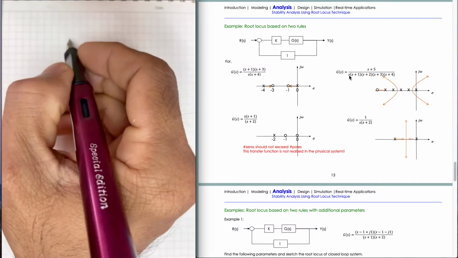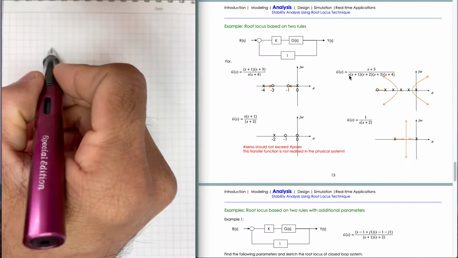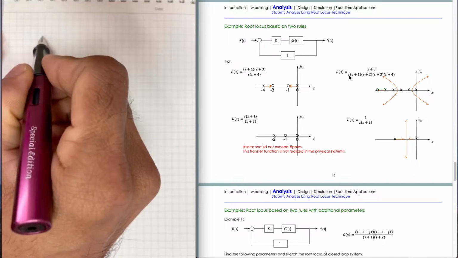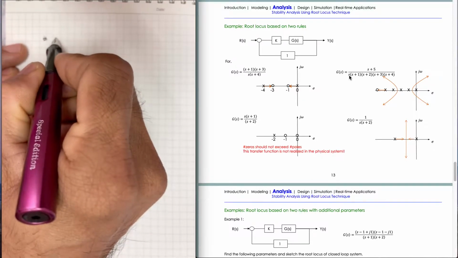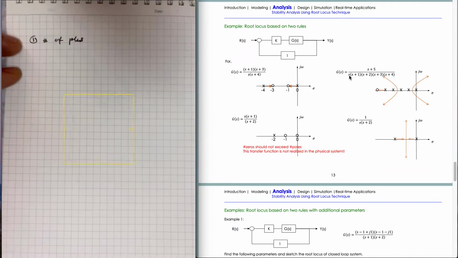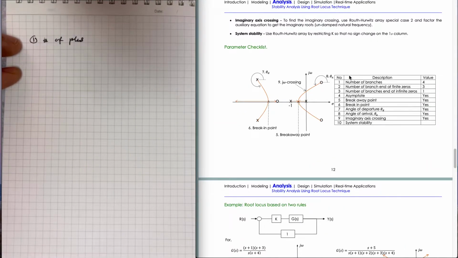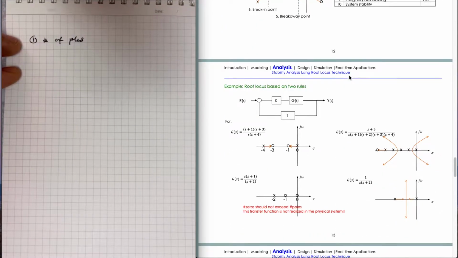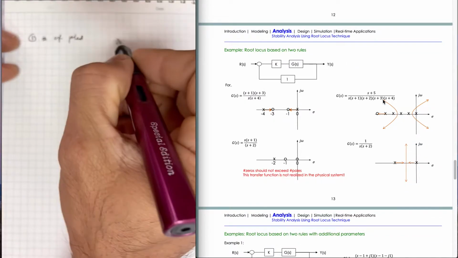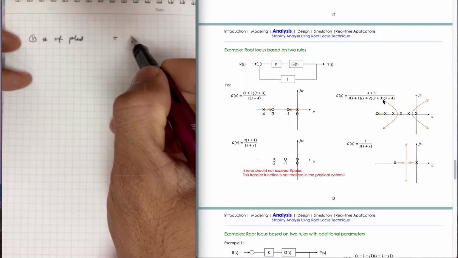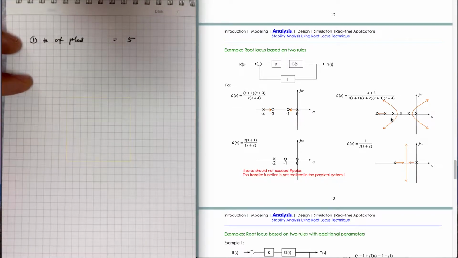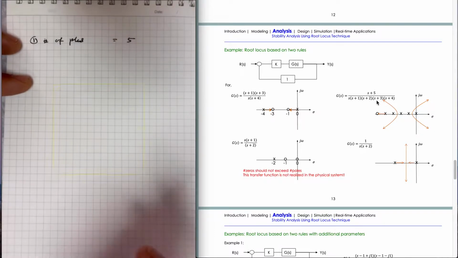Let's see, how many poles do we have? We have 5 poles. Going back to this checklist, the number of branches equals the number of poles, so we have 5 branches. How many zeros do we have?